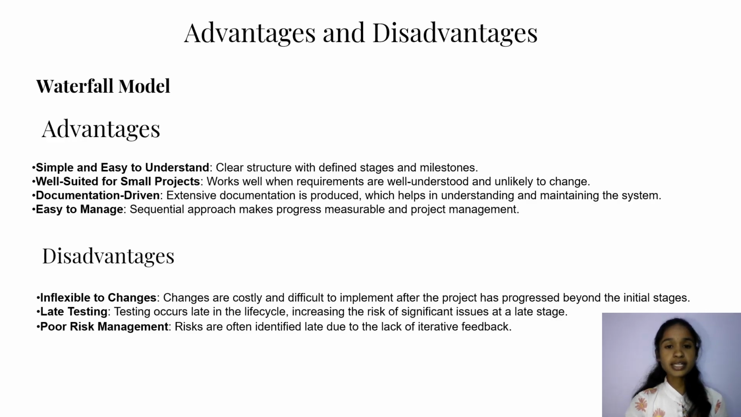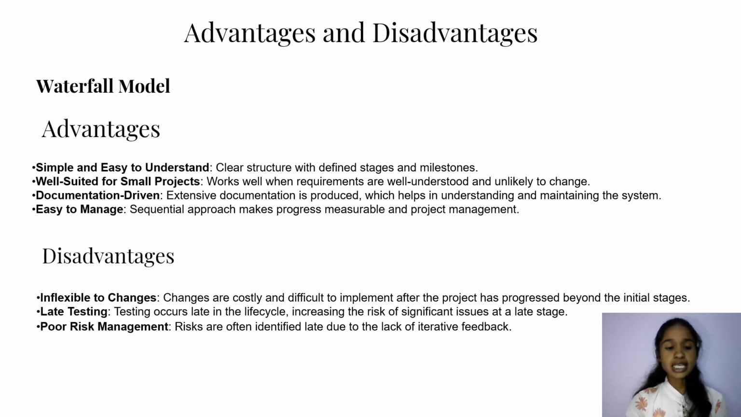Let's see the advantages and disadvantages of process models. First, waterfall model. Advantages: simple and easy to understand, clear structure with defined stages and milestones. Well suited for small projects, works well when requirements are well understood and unlikely to change. Documentation driven: documentation is produced, which helps in understanding and maintaining the system. Easy to manage: the sequential approach makes progress measurable and project management easier.